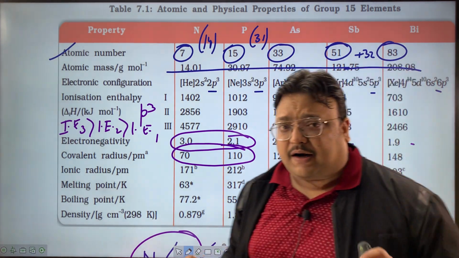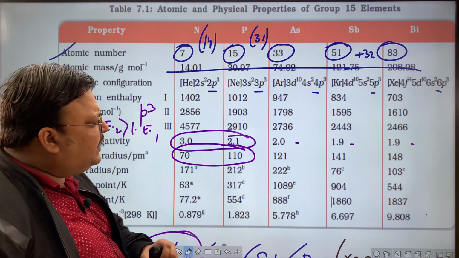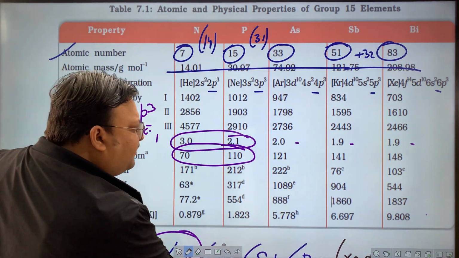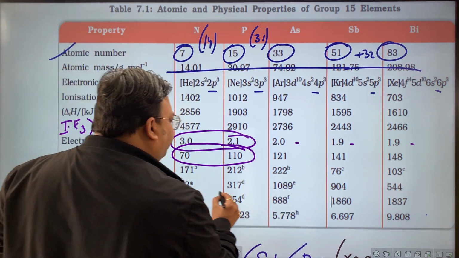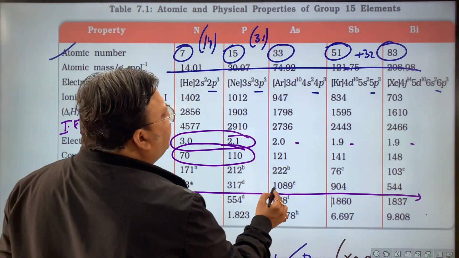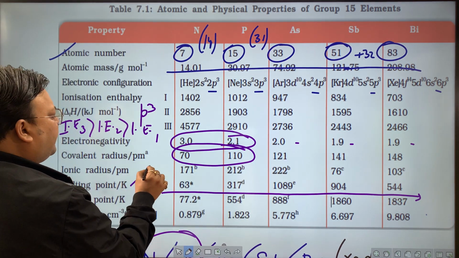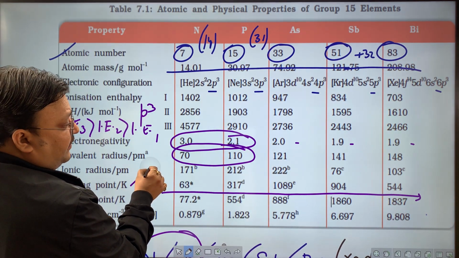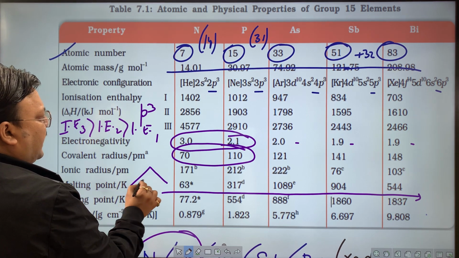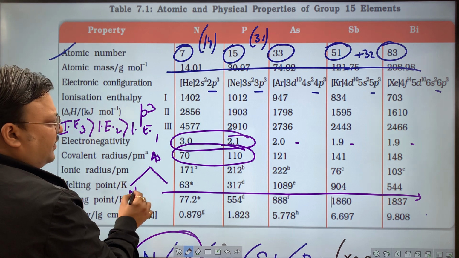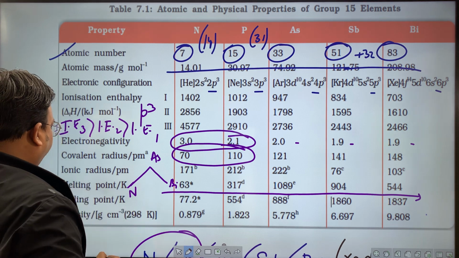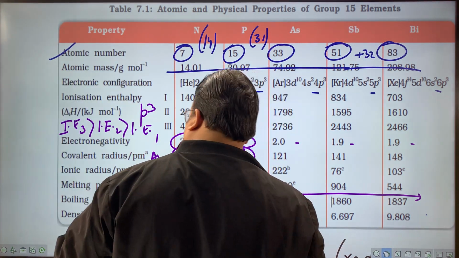Melting point and boiling point. I told you, between melting point and boiling point, we'll want to be a little cautious. We'll want to know one fact. Boiling point, you would see, is always increasing. Melting point will increase till arsenic and then it will decrease. So we need to be careful about the melting point. Nitrogen to arsenic it increases, and then it decreases till bismuth. So this is an important parameter and we'll want to note it right away.